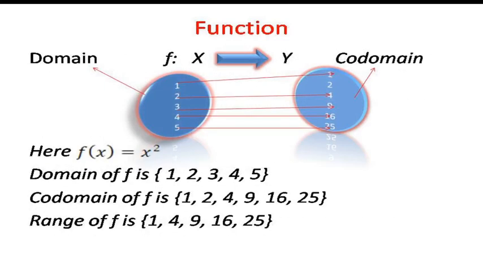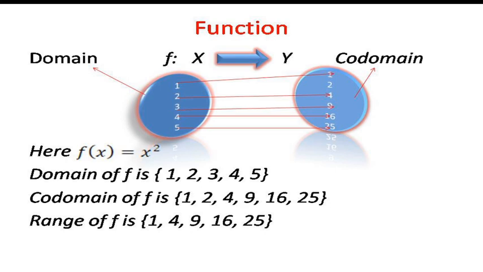Here one example is given. f is a function from X to Y such that f of x is equal to x square, meaning y equals x square. Y and x are related by this relation. Here X is the domain and Y is the codomain. The set X contains the elements 1, 2, 3, 4, 5 and Y contains the elements 1, 2, 4, 9, 16, 25. So f of 1 is equal to 1, f of 2 equals 4, f of 3 equals 9, f of 4 equals 16, f of 5 is equal to 25.